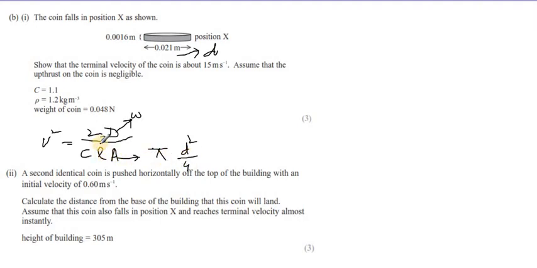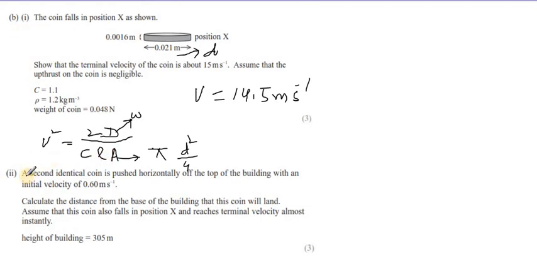Rho is given, which is 1.2. C is also 1.1, and weight is 0.048. And you find the V. So when you do this calculation, your terminal velocity would be equal to 14.5 meter second inverse.